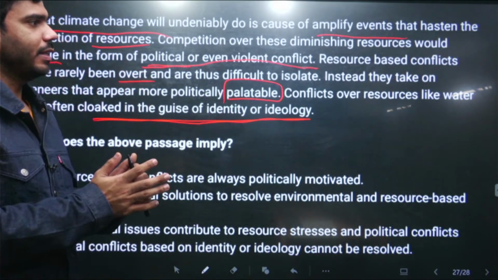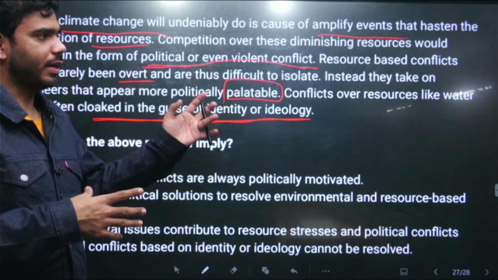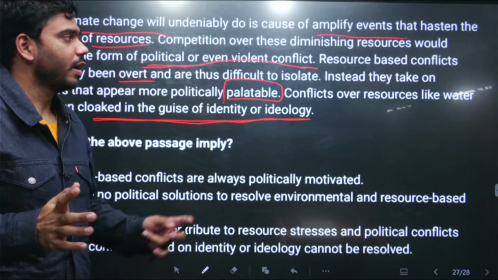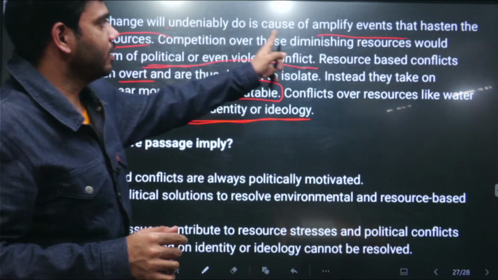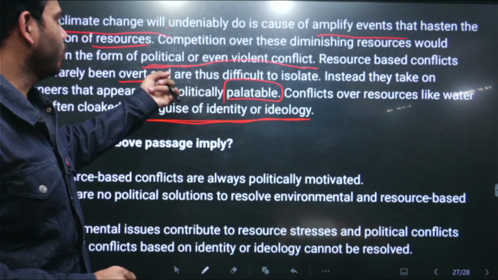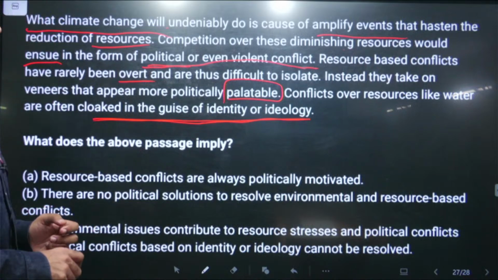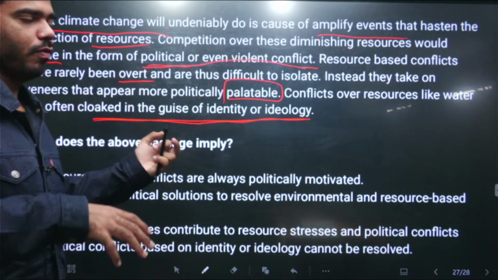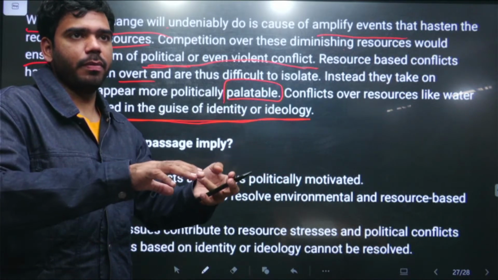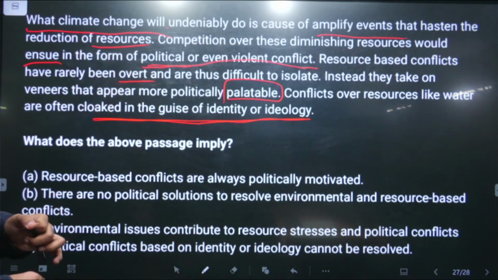So at max what we can say is that this conflict is a conglomeration of different political, geographical, racial, regional, international, global issues, added with climate change, and this diminishing resource is also a very important factor that is leading to this conflict. Isolated conflict based on diminishing resources is not possible over there. So they are saying that these conflicts will now be marred with political influences. This is the crux of this paragraph.